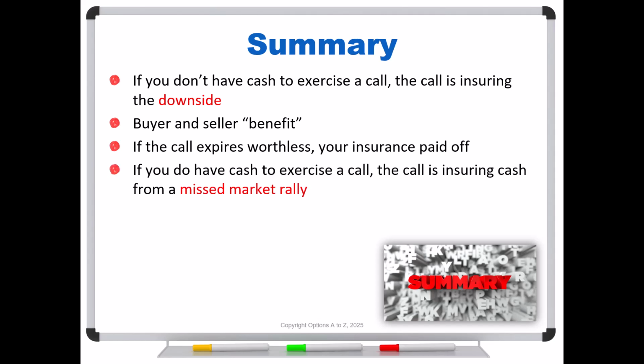However, if you do have the cash to exercise a call, then the call is insuring cash from a missed market rally. And in this case, if the market rises, the call buyer wins and the seller loses. So depending on what you're doing and your reasons for buying a call, they can greatly change what you should be hedging. If you're treating all call options in all situations the same, you're missing out on some of the very benefits that options provide.